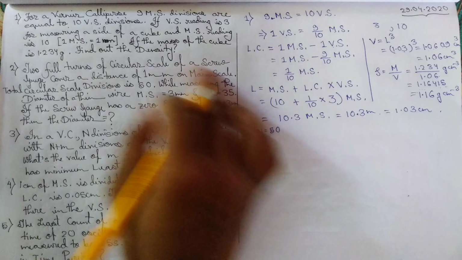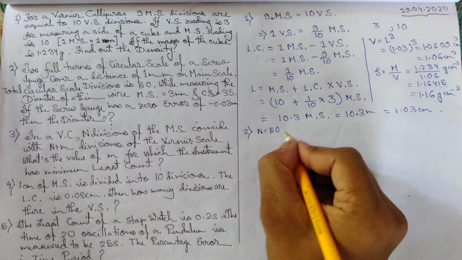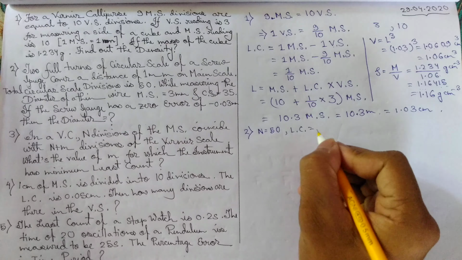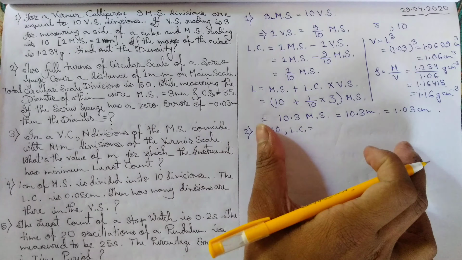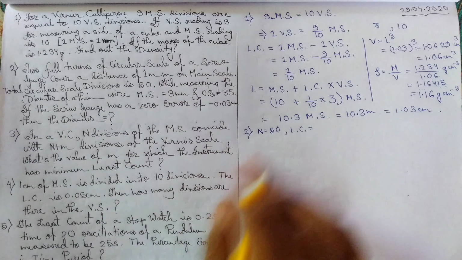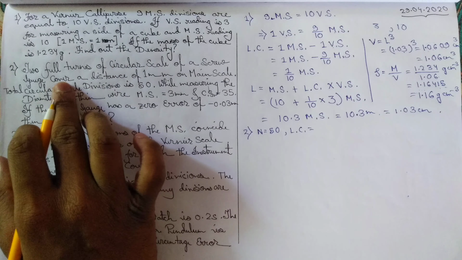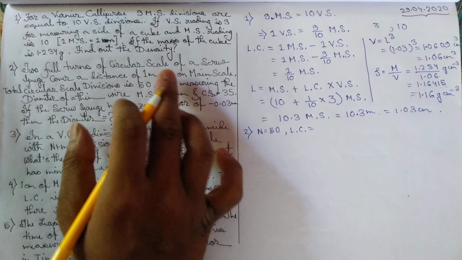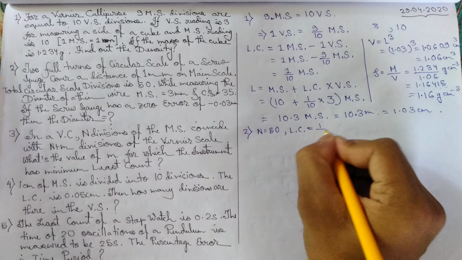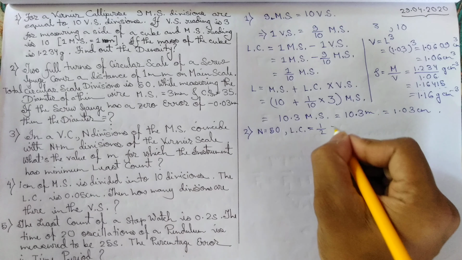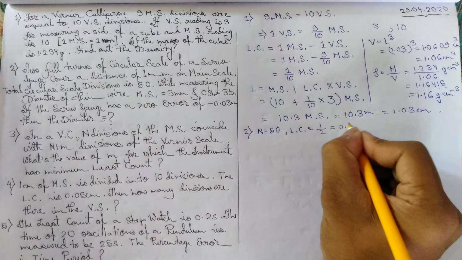So again, here we have to find out the least count. The least count is the linear scale displacement due to one full turn of the circular scale. Here the screw gauge covers a linear distance of 1 millimeter for 2 turns, right? So for 1 turn it will be 1/2 millimeter. So the least count will be 0.5 millimeter.